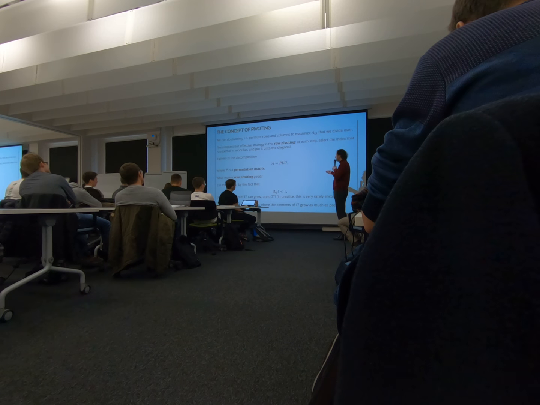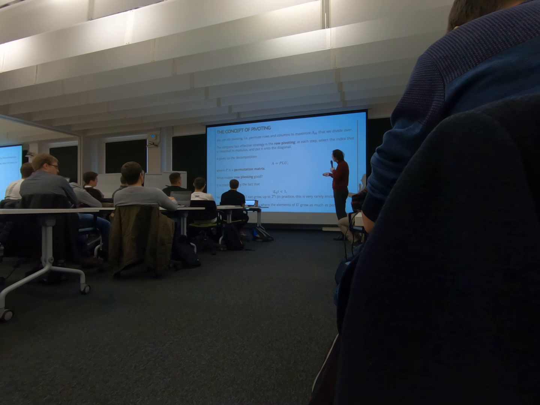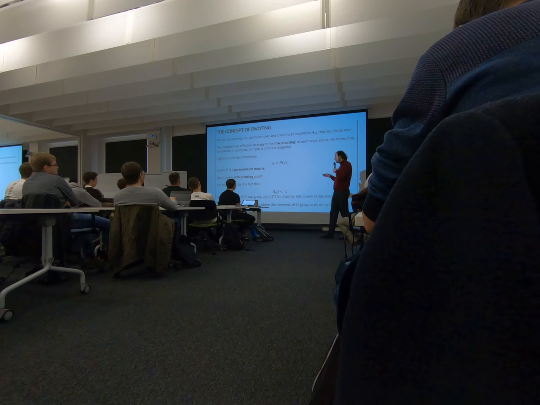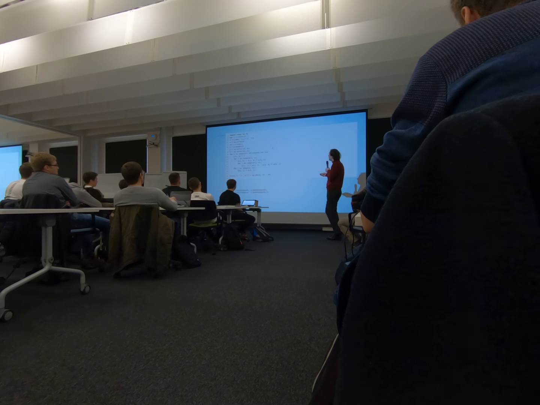Matrices instead of 2. And we had the permutation matrix, so the matrix that permutes the rows. And the row pivoting is good because it controls the growth of the elements in the matrix A. If we divide, maybe we can go to the algorithm here.